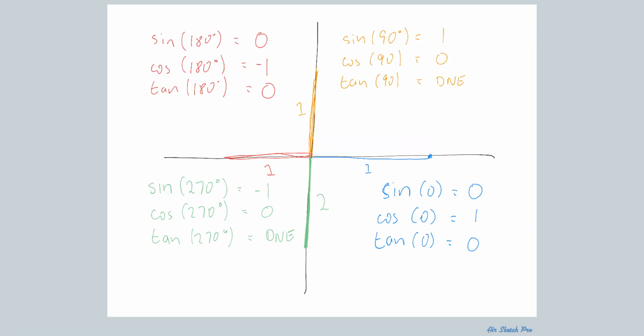And then we can cycle through. So I won't write this down because then it gets messy. But if I said, what's the sine of 360? It's 0. The cosine of 360 is 1, because we've got a full rotation, so we're basically back to this point again.